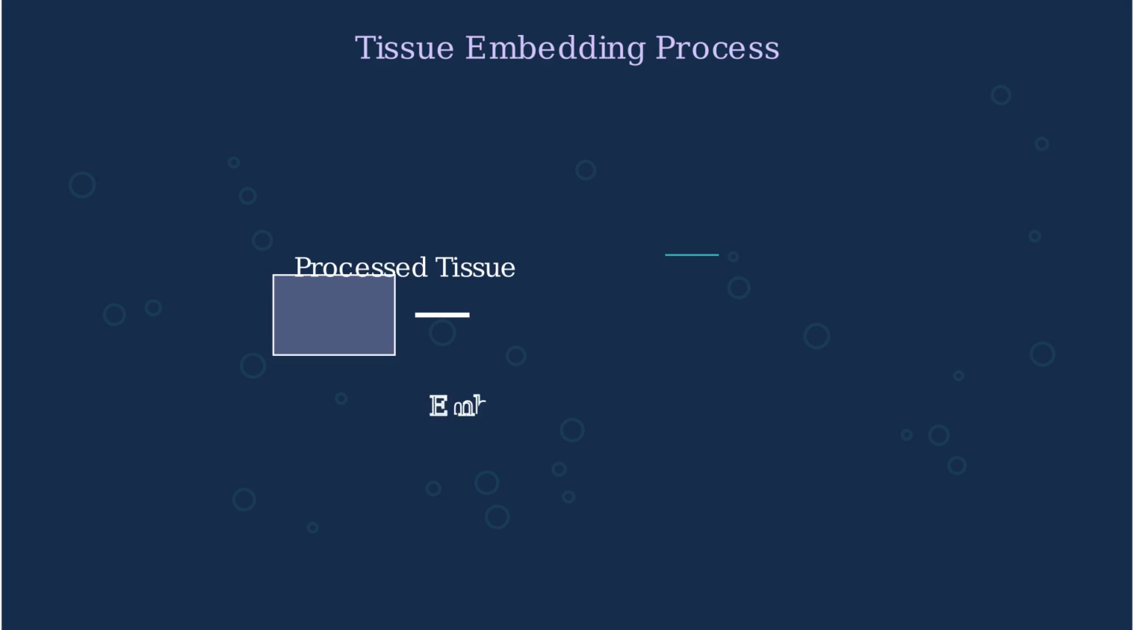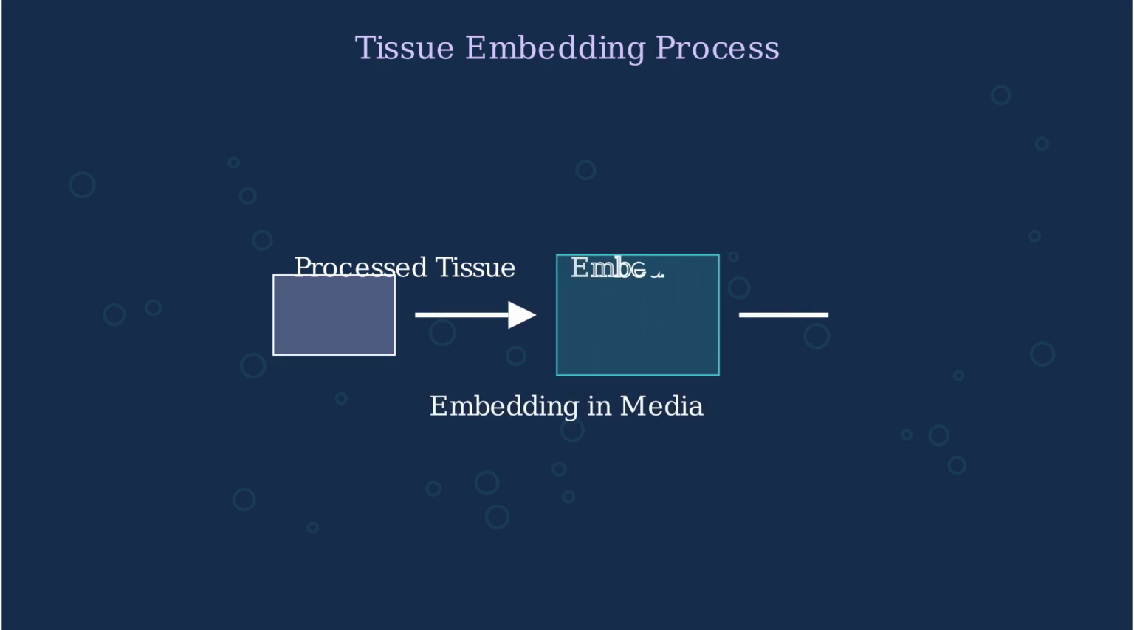After processing, tissues need stability for sectioning. This is achieved through embedding. Embedding involves surrounding processed tissue with a supportive medium that provides rigidity. The process starts with processed tissue, which is then infiltrated and surrounded by an embedding medium.